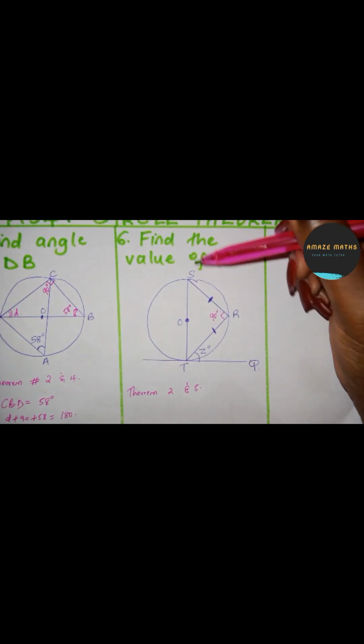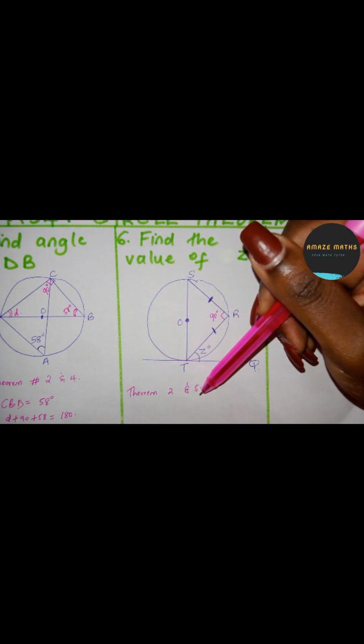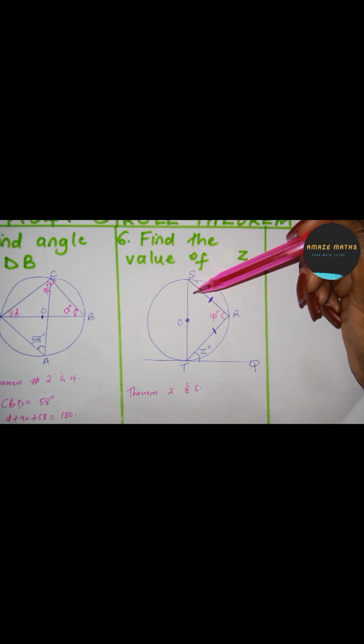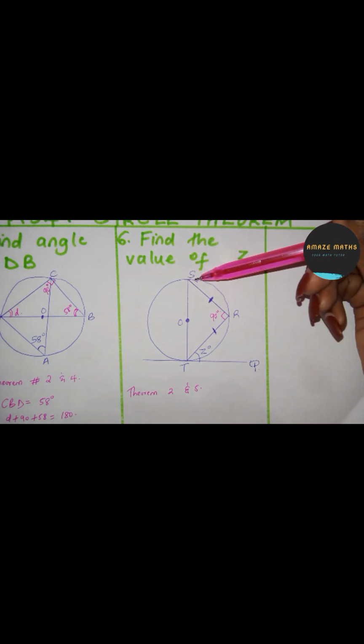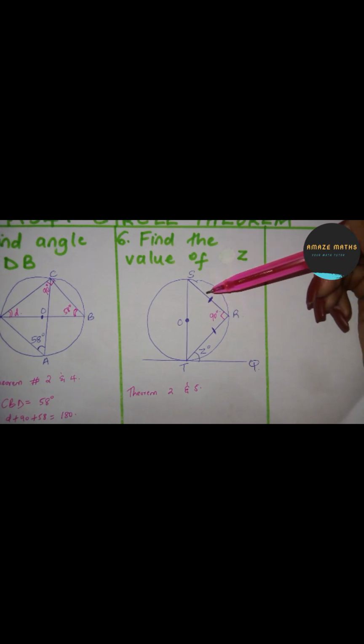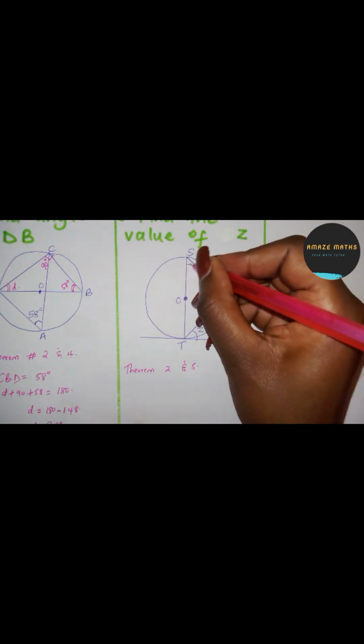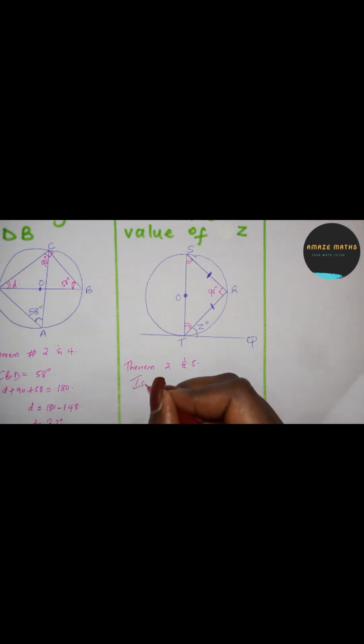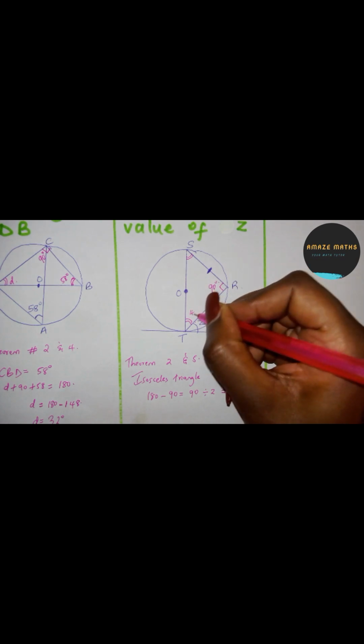Last but not least, we have number 6, and here we're going to apply theorem number 2 and 5. Theorem number 2 says the angle in a semicircle is a right angle. So to identify the semicircle, that's the diameter, and then the angle being formed there is 90 degrees. So that's 90. And of course this one is an isosceles triangle. So to find this angle over here and here, these two are equal, isosceles triangle. So we do 180 minus 90, that is 90 divided by 2. Each angle will be 45.